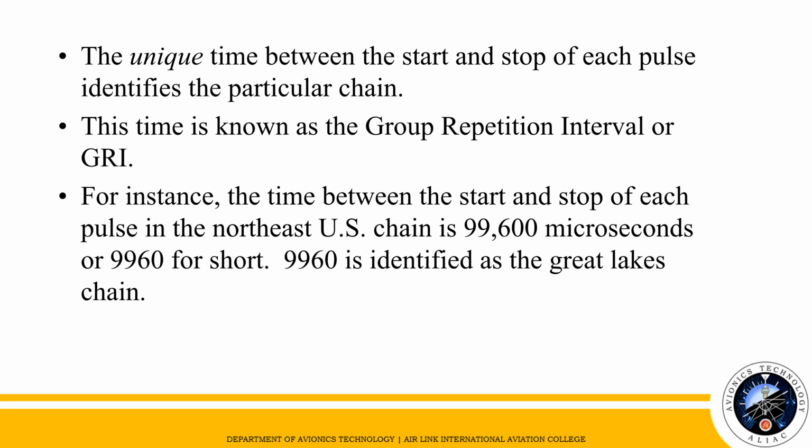For instance, the time between the start and the stop of each pulse in the northeast US chain is 99,600 microseconds, or 9960 for short. So 9960 is identified as the Great Lakes chain.